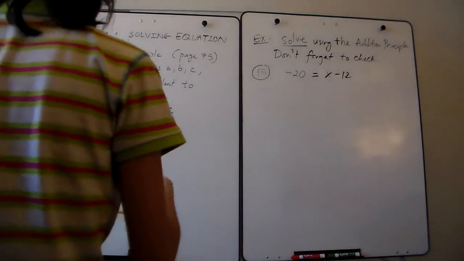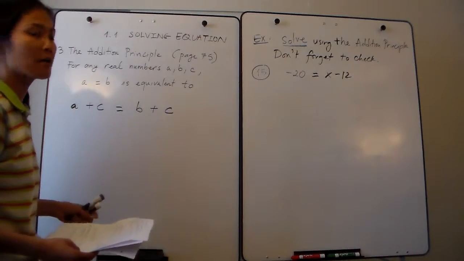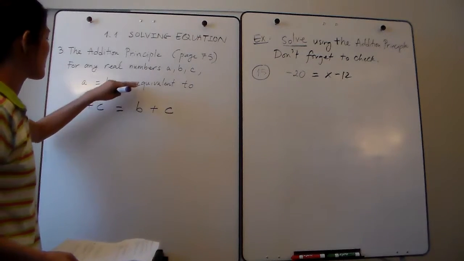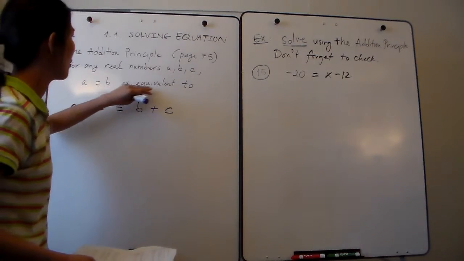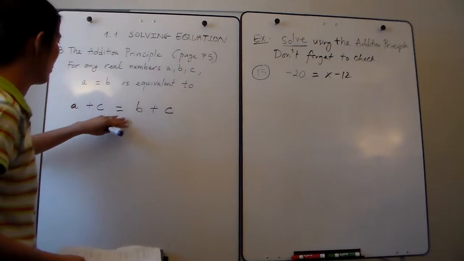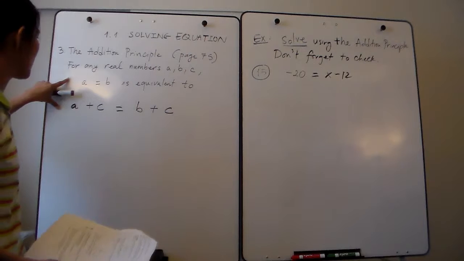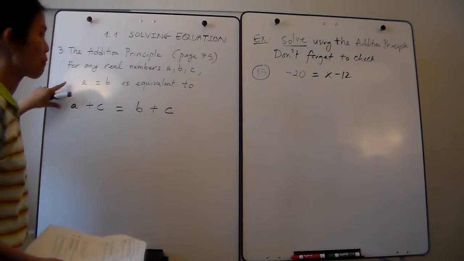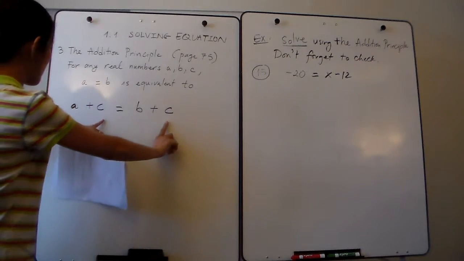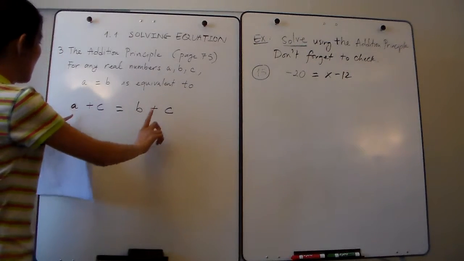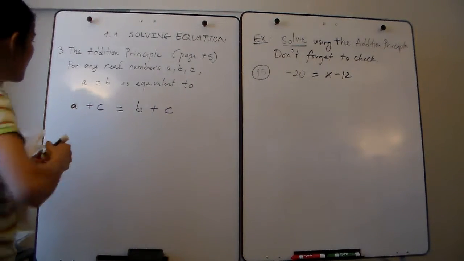All right, let's talk about the addition principle, and you can find this on page 75. For any real numbers a, b, c, a equal b is equivalent to a plus c equal b plus c. What I'm trying to say is that these two equations are equivalent as long as you're adding the same constant c on both sides of this equation, a equal b. Okay?